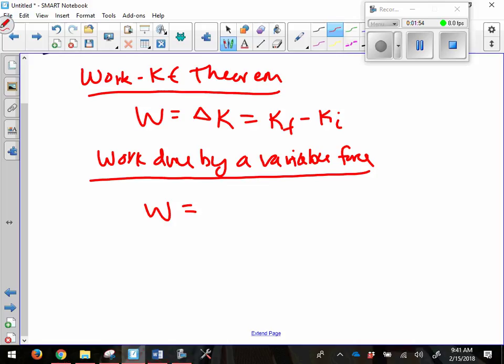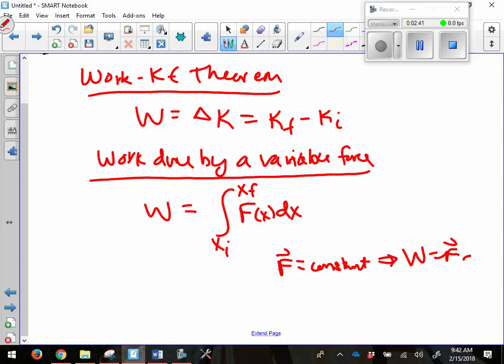No, it was not 1/2 kV squared. And you may be thinking of a spring, which is a particular variable force, but I want to know in general. F dot D only works if, under what circumstance? If F is a constant. So what's my general formula? F of x dx from some initial x to some final x. And then when F is a constant, this reduces to work is equal to F dot D.